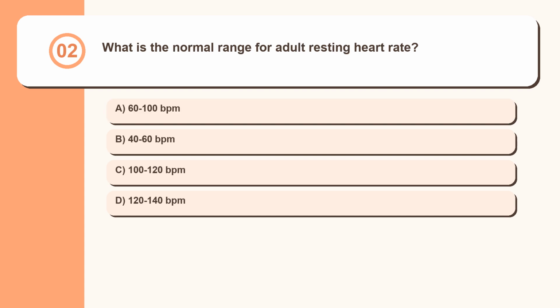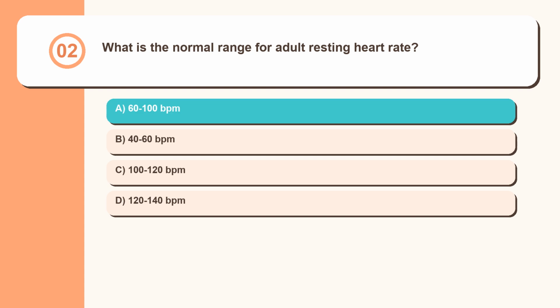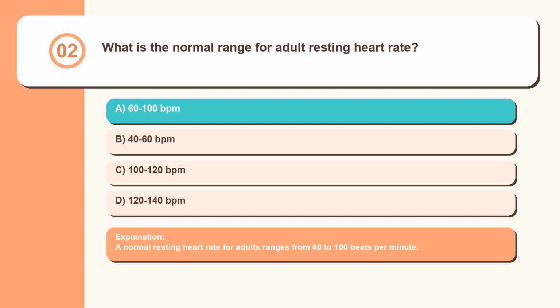Question 2. What is the normal range for adult resting heart rate? 60 to 100 bpm, 40 to 60 bpm, 100 to 120 bpm, 120 to 140 bpm. A normal resting heart rate for adults ranges from 60 to 100 beats per minute.